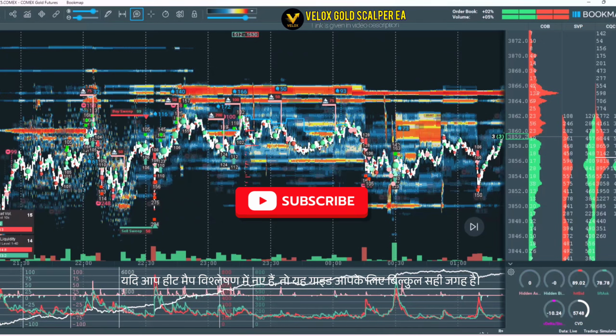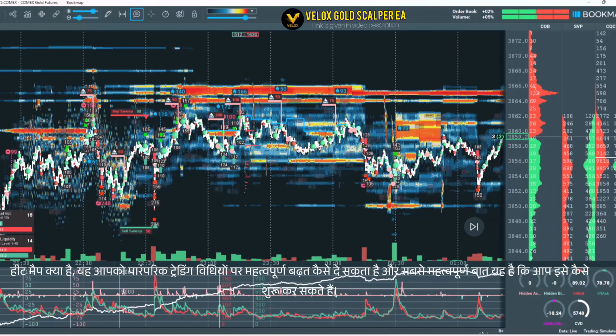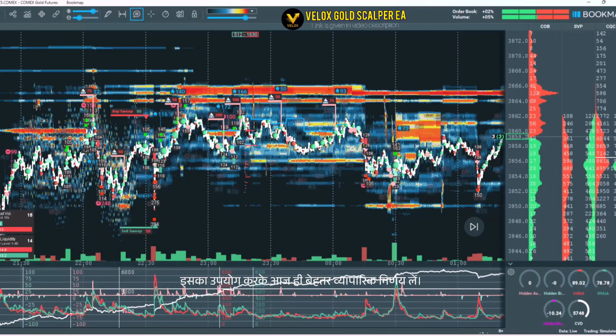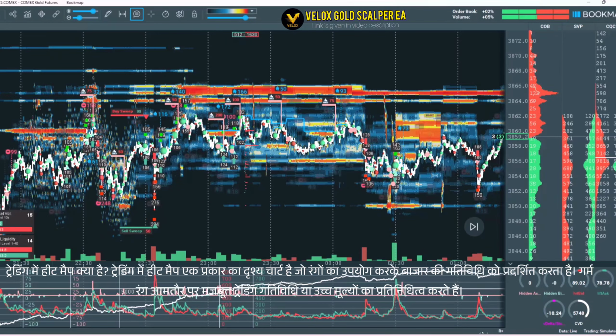If you're new to heat map analysis, you're in the right place. In this guide, I'm breaking down exactly what a heat map is, why it can give you a significant edge over traditional trading methods, and most importantly, how you can start using it to make smarter trading decisions today. What is a heat map in trading?